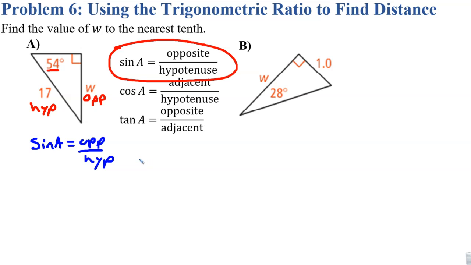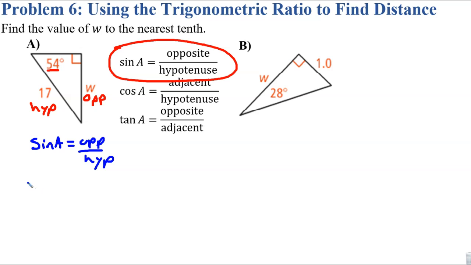Because if I pick the right one with the sides I'm dealing with, I'll be able to fill in the equation so I can get the missing variable. Okay, notice both the cosine and the tangent have the adjacent involved. I don't care about the adjacent side. I don't know it. I don't want to know it for this question. That's why I'm using the sine ratio.